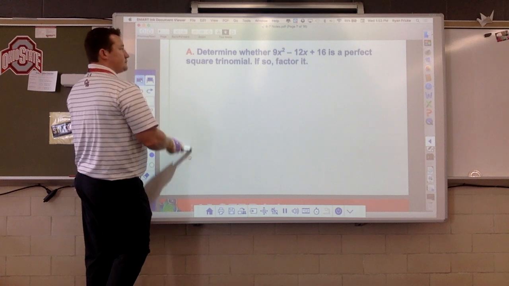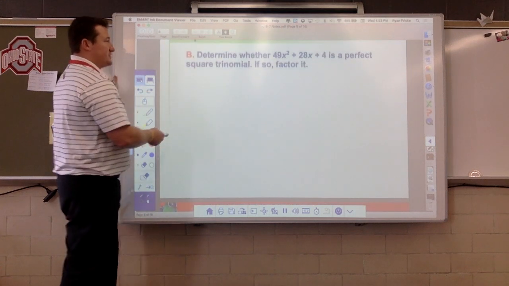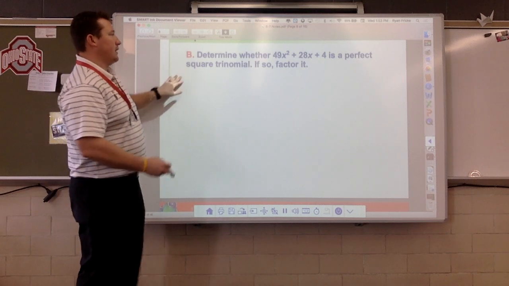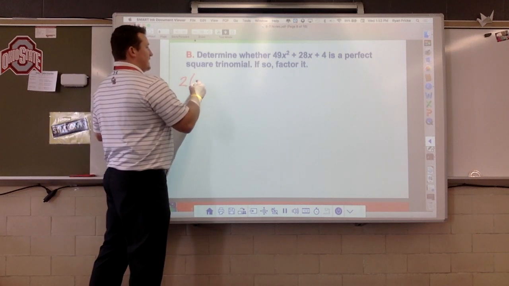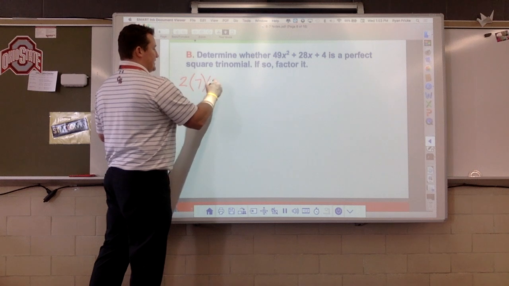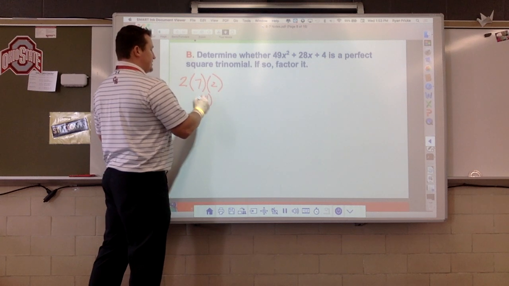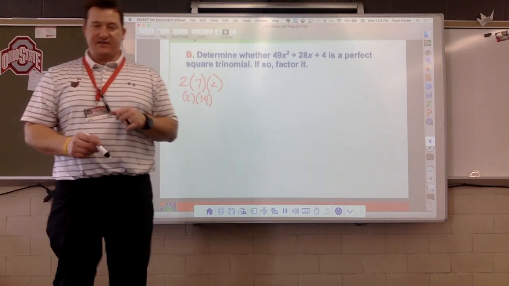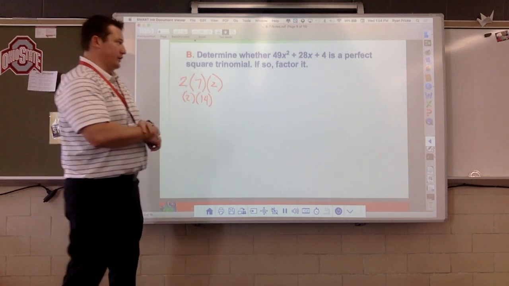Onward we go. We get to skip all of this. I don't think we're going to get to skip this one. 2 times a times c, right? This is 14 times 2, that's 28. There we go. This is how I know it's a perfect square trinomial.